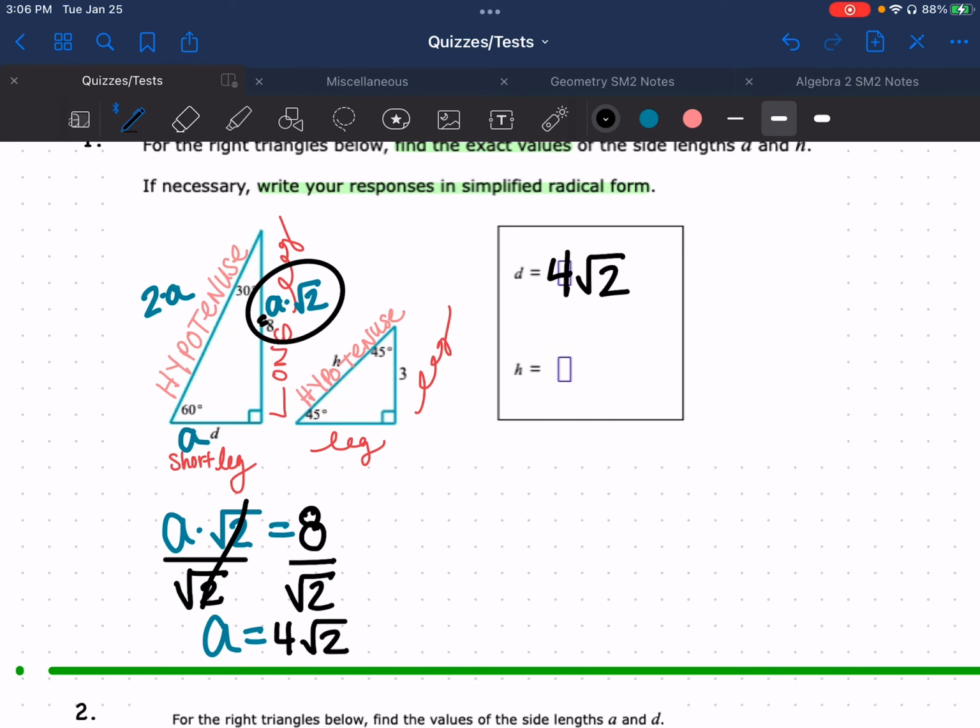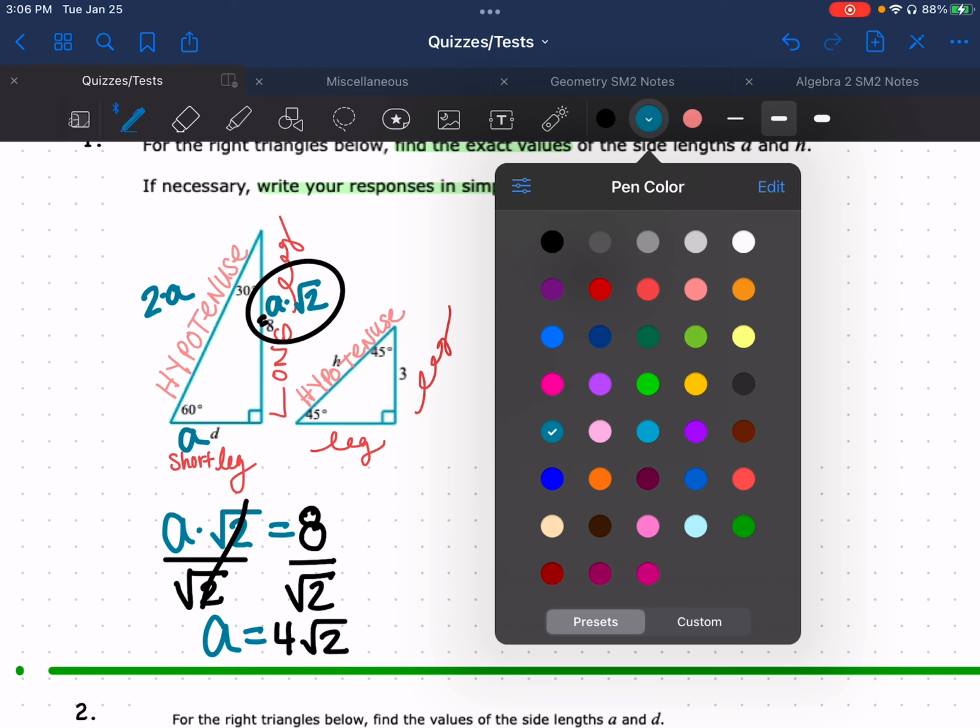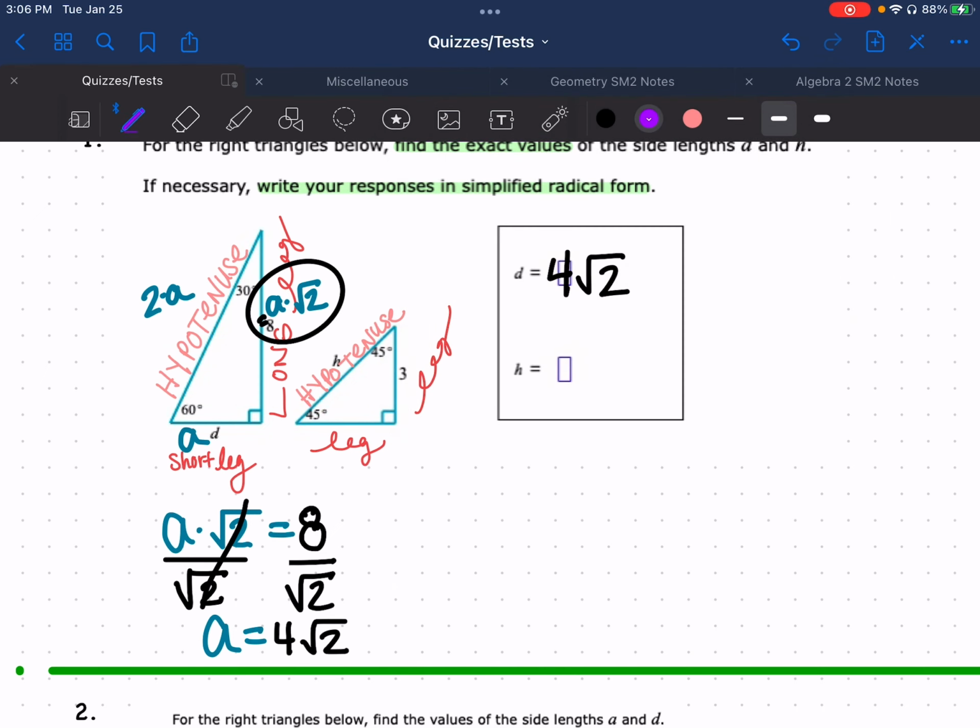And I'm going to change my color ever so slightly. Actually, I think I'll change it to purple so that we can focus on that one. I'm looking at the 5.3 foldable, and in the middle it says the two legs are A and that the hypotenuse is A times the square root of 2. Same thing, here is my number, so I'm going to set those equal. So I'm going to ask myself, is A alone? Yes, it is. A is equal to 3.